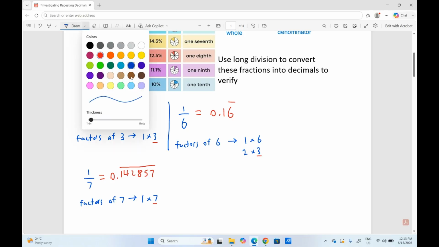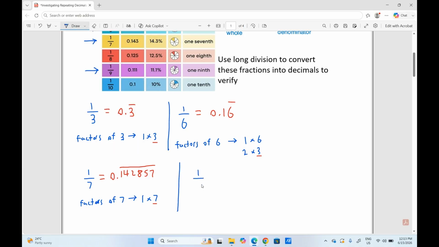Okay, now for 1/9, my factors of 9 are going to be 1 times 9 and 3 times 3. Now, since 1 and 9 are not prime numbers, 3 and 3 are my prime numbers. And because 3 is a prime factor that's not 2 or 5, that means 1/9 must be a repeating number. So in this case, it would be 0.1 repeating.